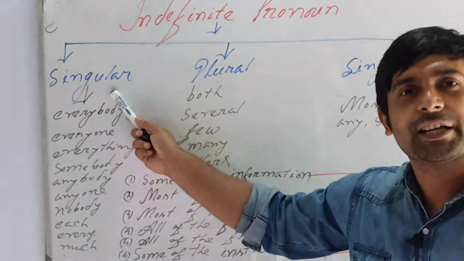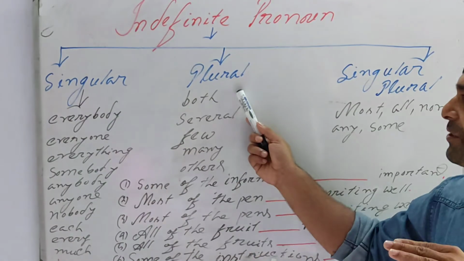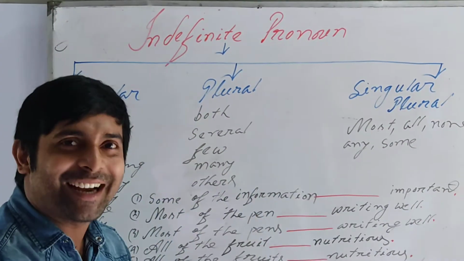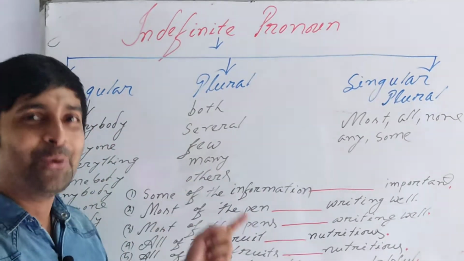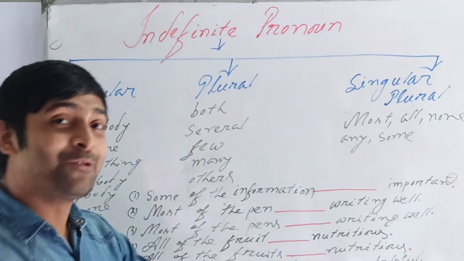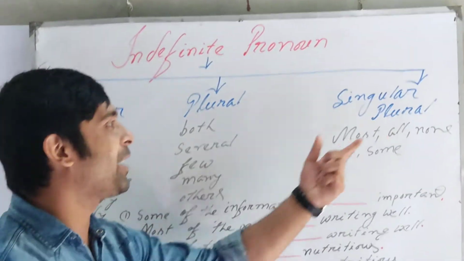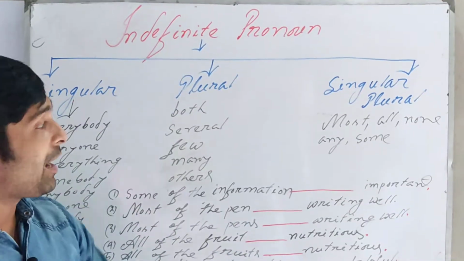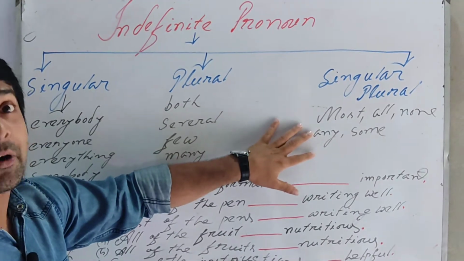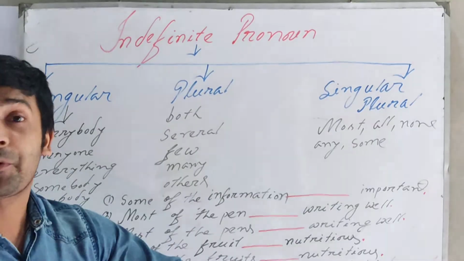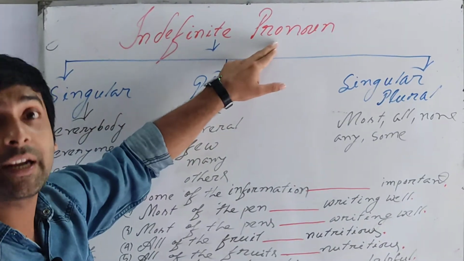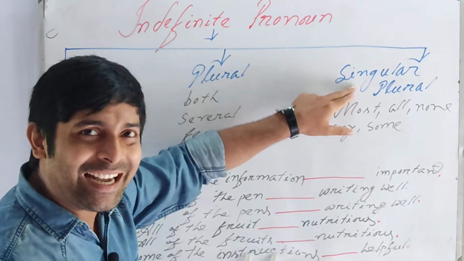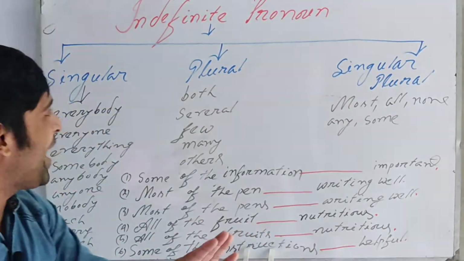Sometimes a singular subject is always singular, sometimes a plural subject is always plural, and sometimes the subject is divided into two ways. I mean, the subject can be used in two ways. The first one is singular subject, the second one is plural subject. When I'm going to use some of the indefinite pronouns, most of the indefinite pronouns can be used in two ways, as the singular subject and as the plural subject.